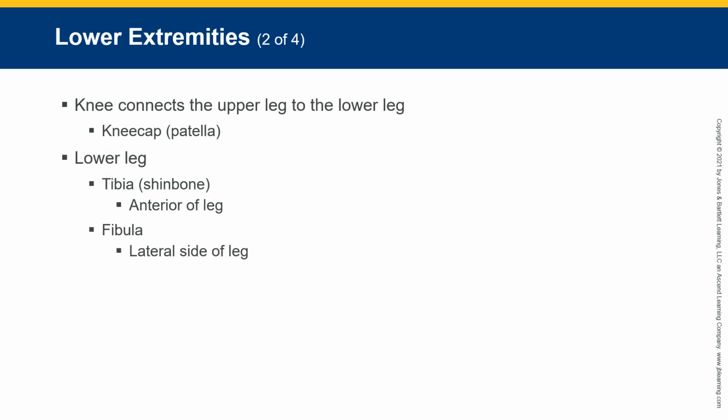The knee connects the upper leg to the lower leg. Your kneecap, the patella, is usually the only bone my sister knows. She goes screaming around the house saying, I'm touching my patella. Okay. The lower leg is your tibia, your shin bone, and your fibula. Those are the two bones that help keep it upright.